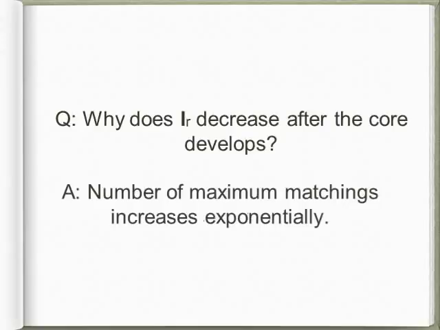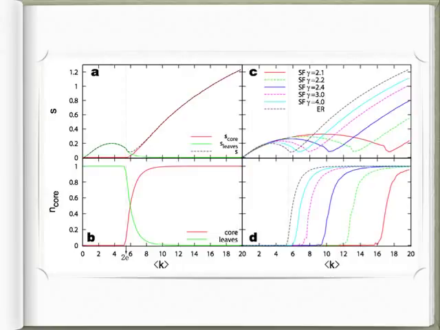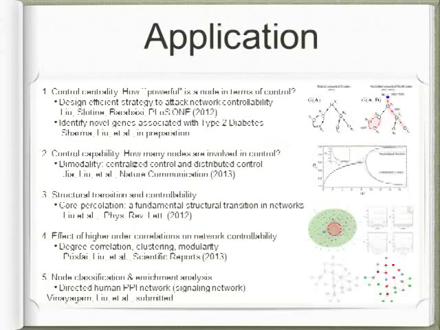We can calculate the entropy density of max matchings, which is defined to be the logarithm of the number of max matchings divided by the system size. And the entropy density you see will increase when the core develops. And because the redundant links are defined to be links not belonging to any max matchings, if the number of max matchings grows exponentially, then the chance for a link to not belong to any max matching, of course, will decrease. That's the reason why the redundant link density will decrease.